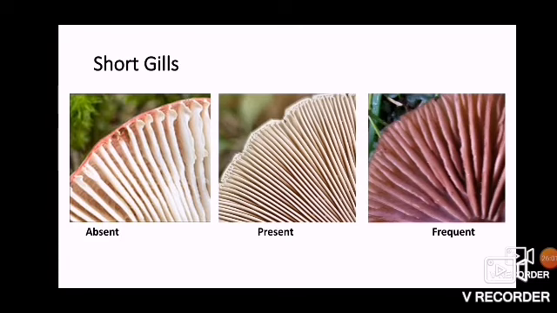Short gills present means there are 1 to 2 gills maybe between each full gill. And you can see there, if you look real closely, some of those gills do not reach the full length. But there are more gills than short gills. And then short gills frequent, that is what you're seeing on the right there. There's a whole lot more short gills than gills. You can see in one spot there, there's actually 4 short gills between 2 regular gills.